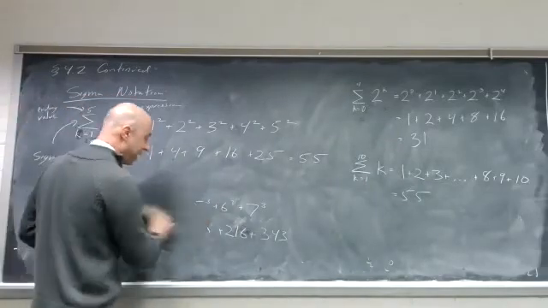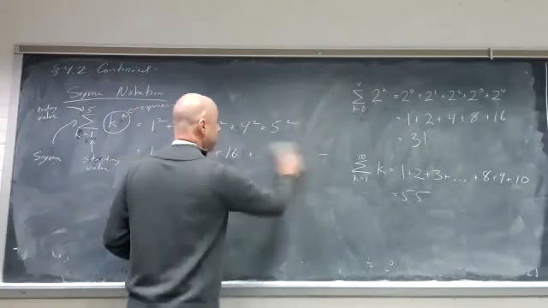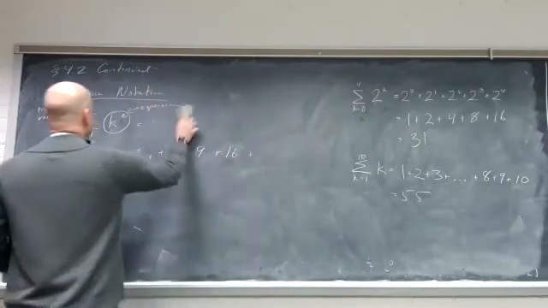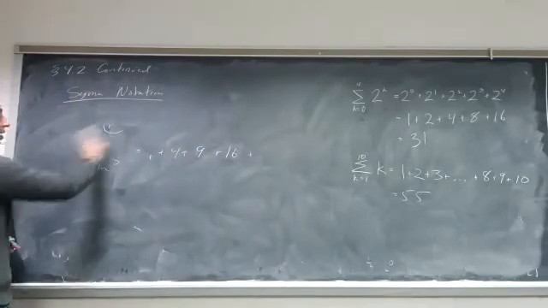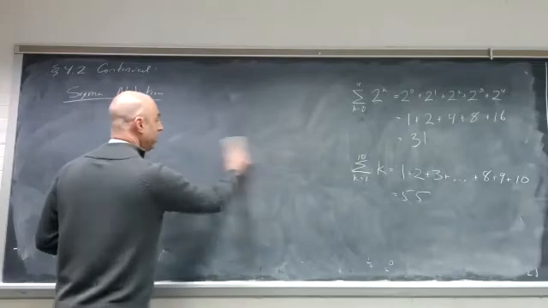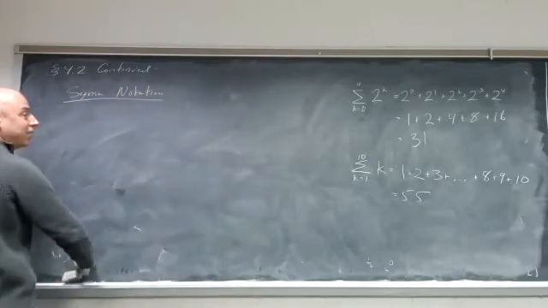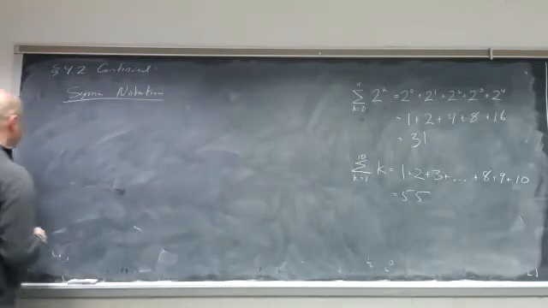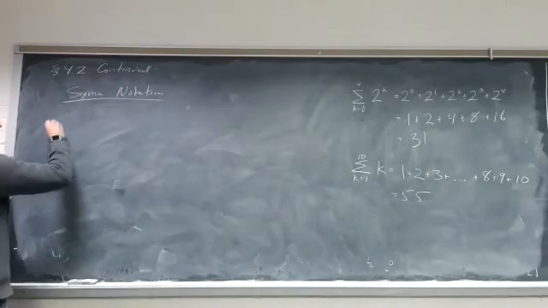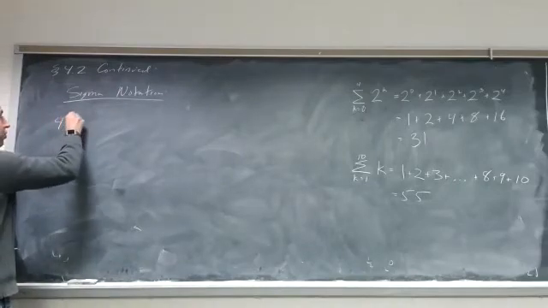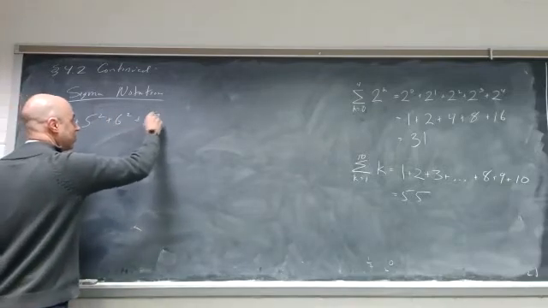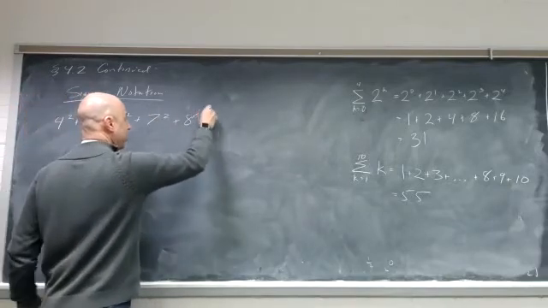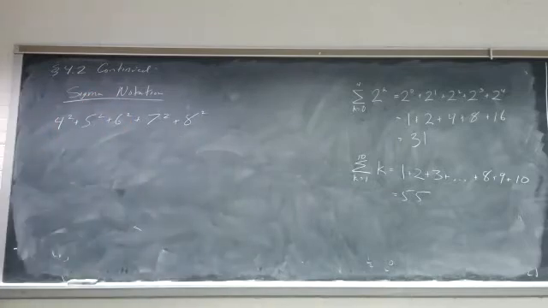Now we'd like to be able to go backwards too. We'd like to be able to express a sum written out in long form as an expression in sigma notation. Let's make sure we can do that too. Let's start with a pretty easy one. How about 4 squared plus 5 squared plus 6 squared plus 7 squared plus 8 squared. Write that in sigma notation.